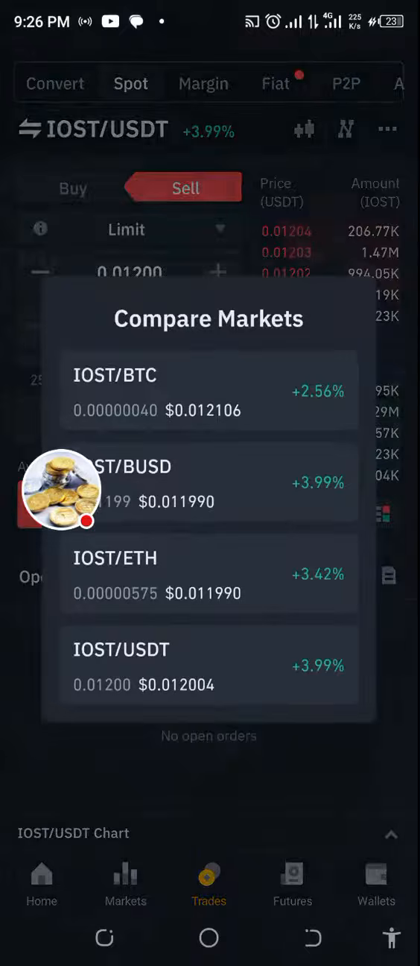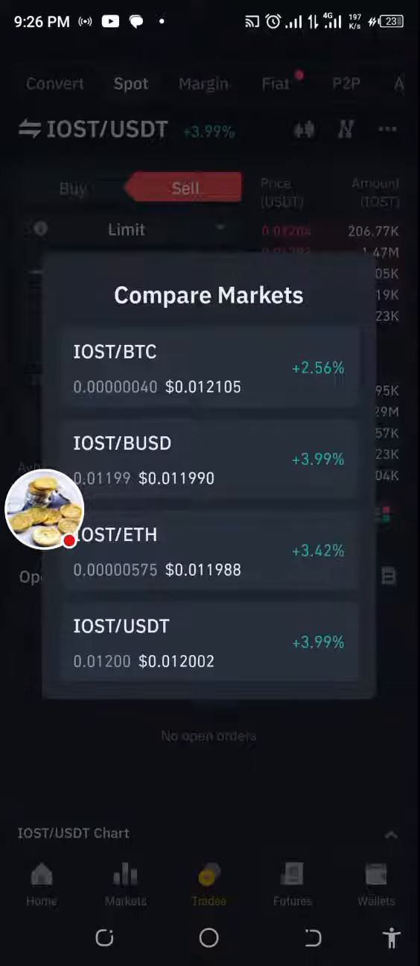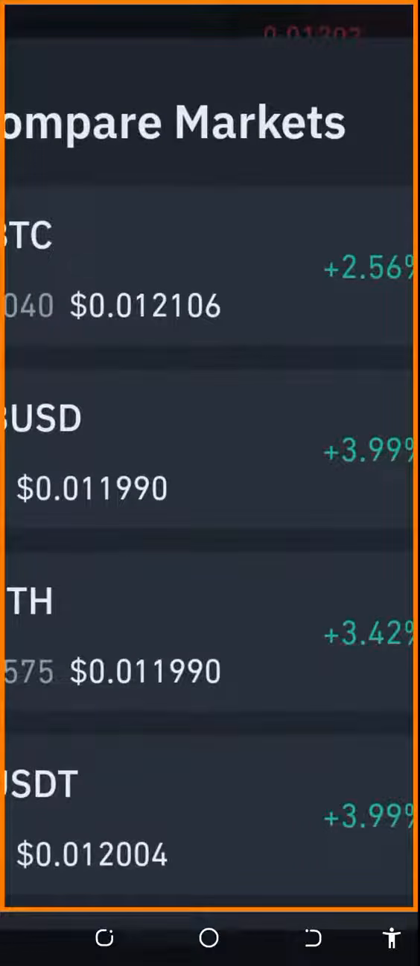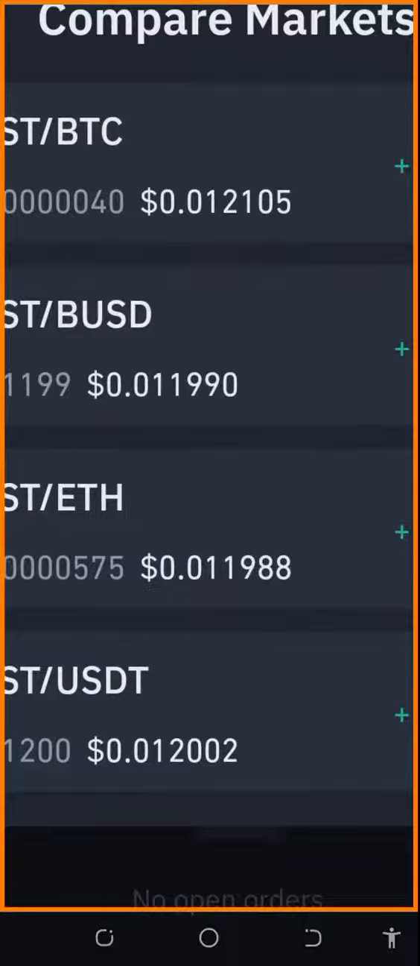Okay, so let's go ahead and see. What do we have here in IOST? Let me see. Oh, we have 12. What am I seeing? Am I seeing straights? Okay. Oh, yes, I'm seeing straight. I don't know what I was looking at. I was looking at something else. Okay, so I can see that USDT and BTC are at the same price.